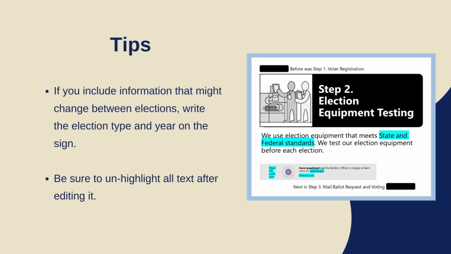Tips. If you include information that might change between elections, write the election type and year on the sign. Be sure to unhighlight all text after editing it.